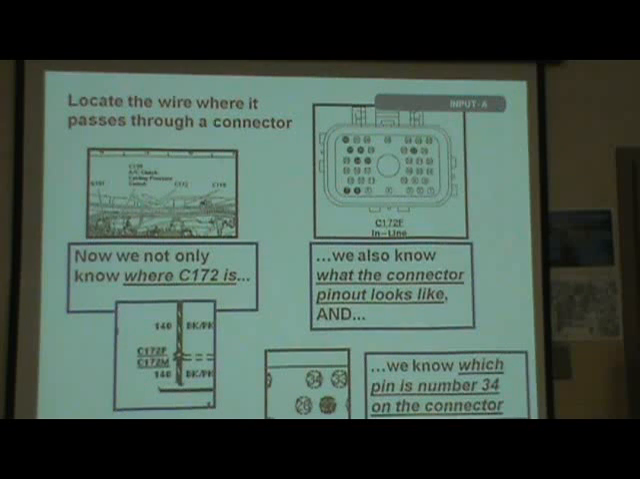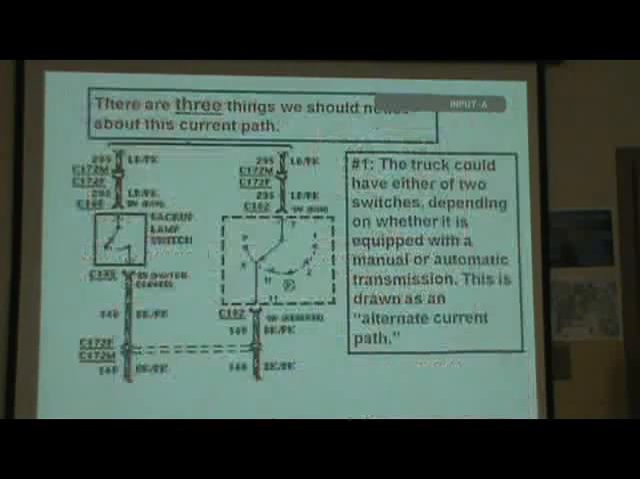All right. So, you're going to locate the wire where it goes in the connector. We know where C172 is. We know what the connector pinout looks like, and we actually know that pin 34 is that one right there. So now we can go to that one connector and take it apart, and we know exactly what pin we're looking at. See what I mean? That's how you find wiring problems and fix them.